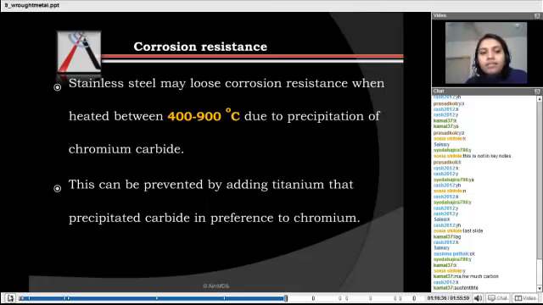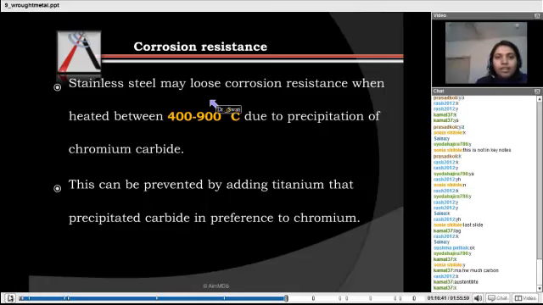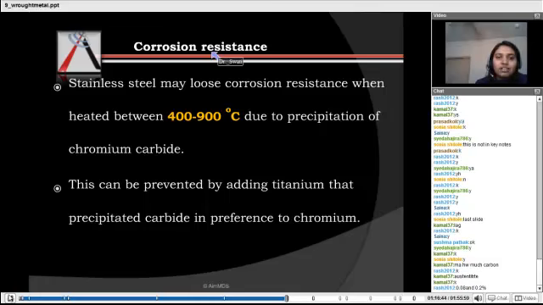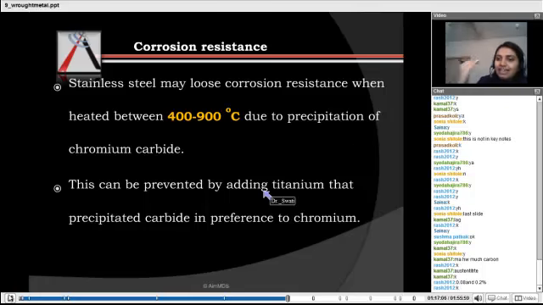Okay, we saw that steel has good corrosion resistance because of its chromium, but we can make the steel lose its corrosion resistance when it is heated at 400 to 900 degrees centigrade. If you put steel in a big hot furnace, it becomes all cracked, it loses its layer on the top, and it actually loses its stainlessness. That happens because of precipitation of chromium carbide. This could be prevented by adding titanium.